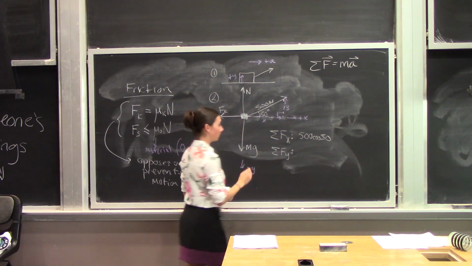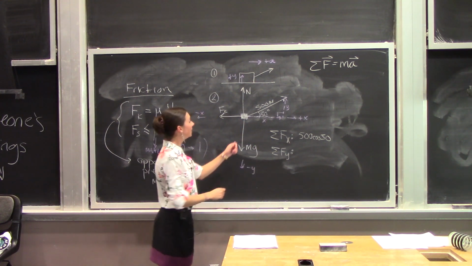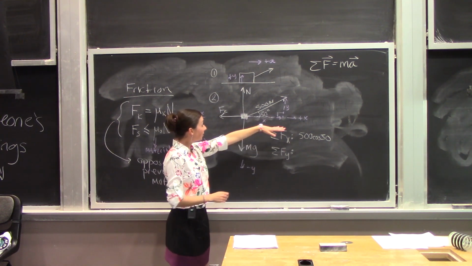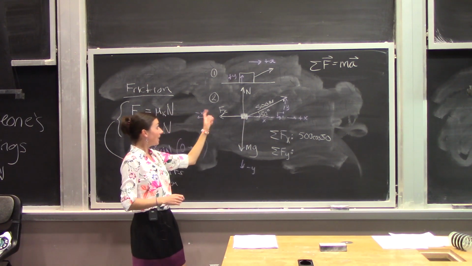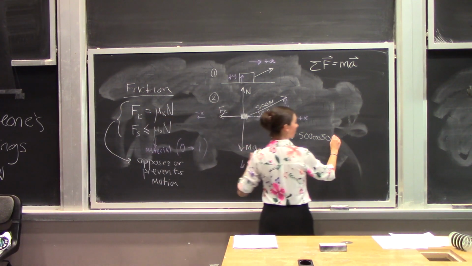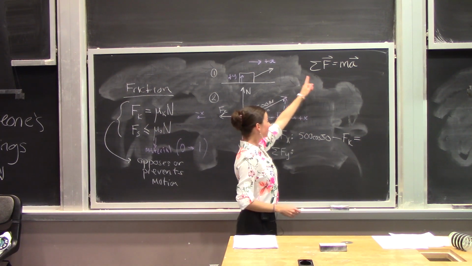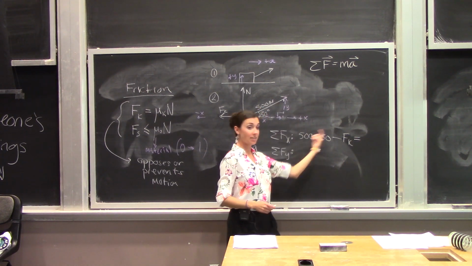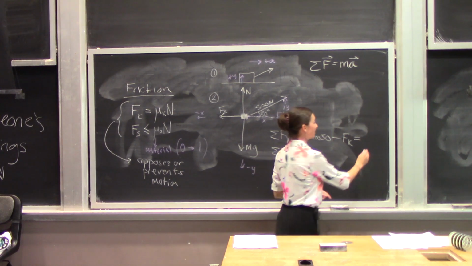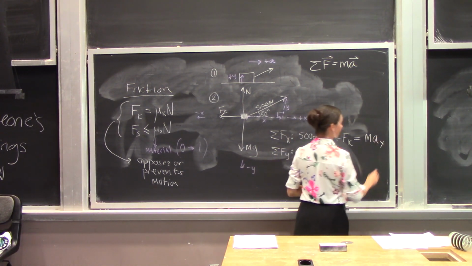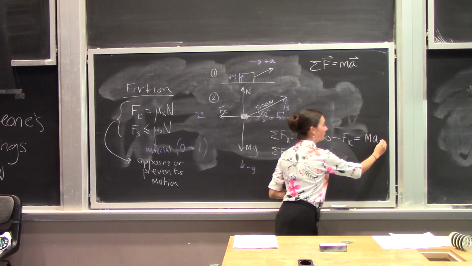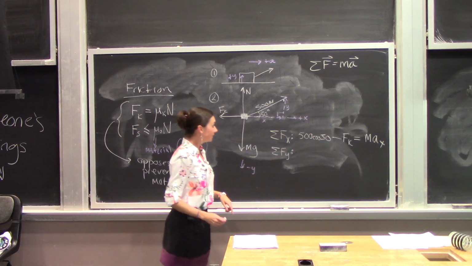And then there'd be a y component to go with it. Then anything else pointing to the right? No. Anything pointing to the left? Yes, we got friction. So opposite direction, opposite sign. And again, we've added up all of our forces, and then it's equal to mass times acceleration in the x direction. Okay. Alrighty. Questions on that?